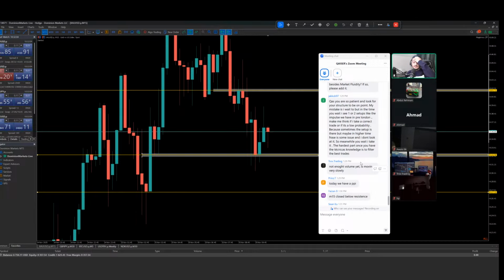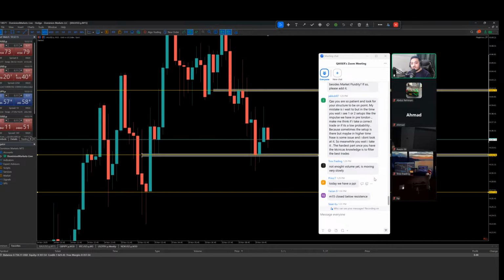So yeah, patience is key actually. You know what? Just wait for the proper structure. I would say that is the only thing. Not enough volume yet, it's moving very slowly. There's just no volume.